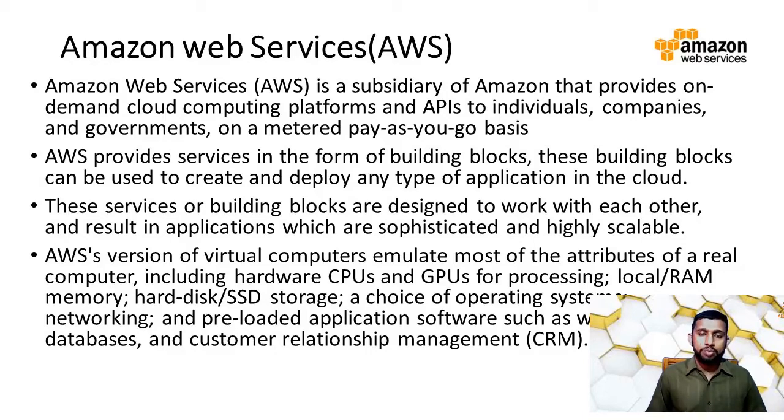Amazon Web Service provides most of the real computer's power, that is, computer processing, CPU processing power, GPU power, RAM, hard disk or choice of operating system, networking, and preloaded applications such as web server, database server and customer relationship management. Most of the features of a real computer are emulated in Amazon Web Service.